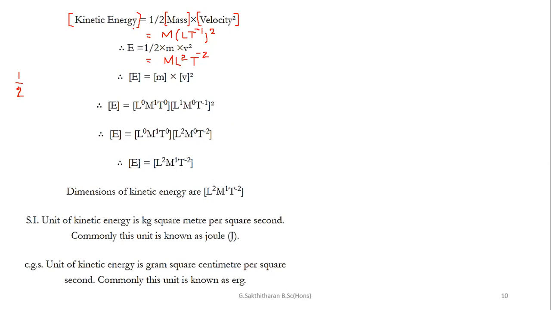So here you should know about this. Constants don't have dimensions. The numbers of constants don't have dimensions. These are only numbers. Mass and velocity square have dimensions.